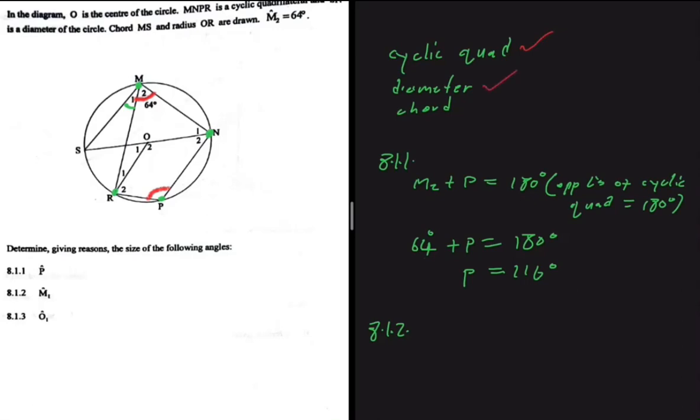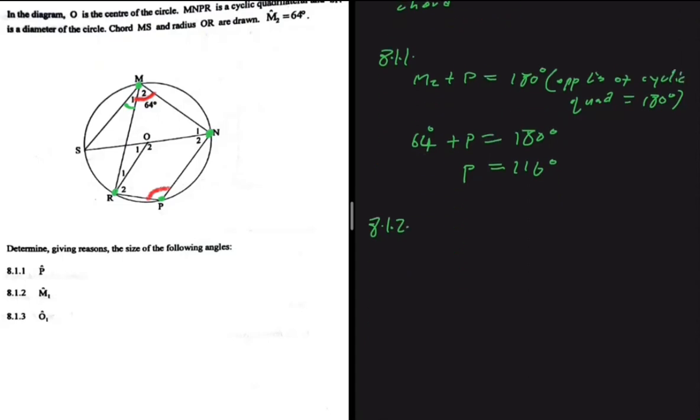So now let's use the keyword diameter. If we use the keyword diameter there, we'll see that M1 plus M2 should be equal to 90 degrees, because they're being subtended by diameter SN. Why are we saying that it should be 90 degrees? Because it's being subtended by a diameter. So now we can say that M1 should be equal to 90 degrees minus 64 degrees, that is M2. So M1 should be equal to 26 degrees.